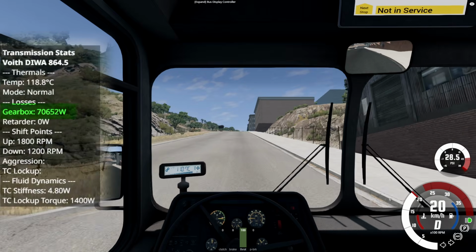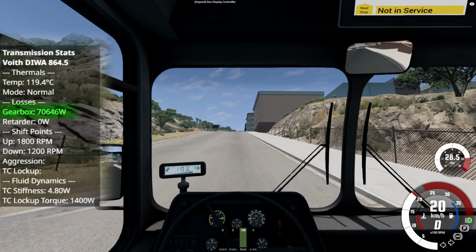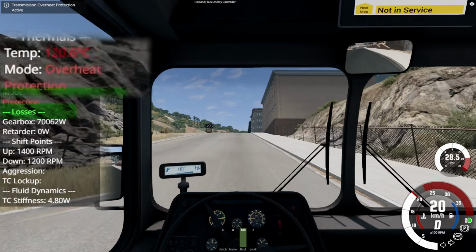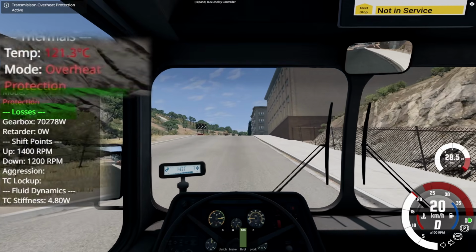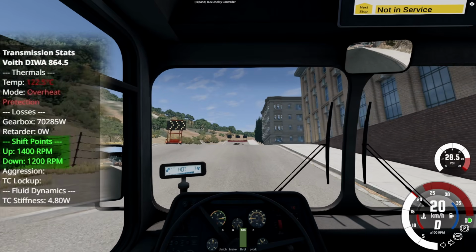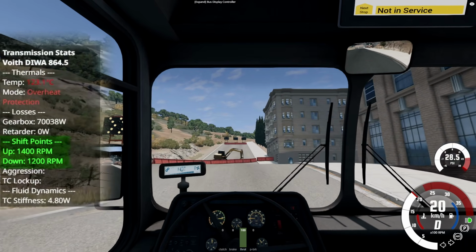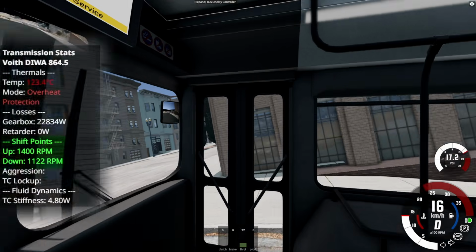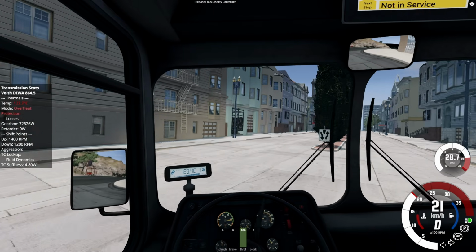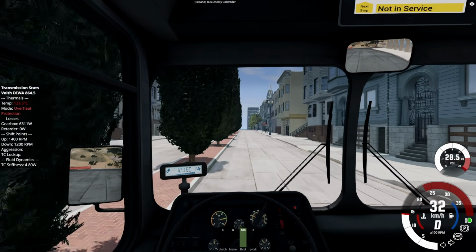And here is where my simulation logic takes over. At 120 degrees Celsius, the bus triggers limp mode. I've coded the ECU to protect the hardware. Once we hit that threshold, the transmission forces lower shift points to reduce RPM and slip, trying to bring that temperature back down. It's the bus's way of begging the driver to stop, but as we'll see later, some drivers just don't listen.